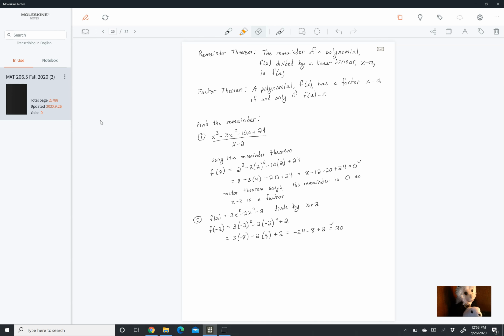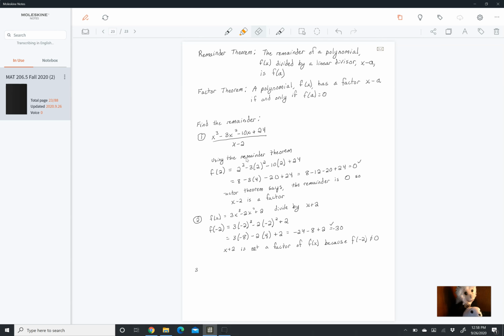So the remainder theorem says this is the remainder. The factor theorem would tell us this is not a factor. So x plus 2 is not a factor of f of x because, sorry, this is a negative 30. Because f of negative 2 is not equal to 0.